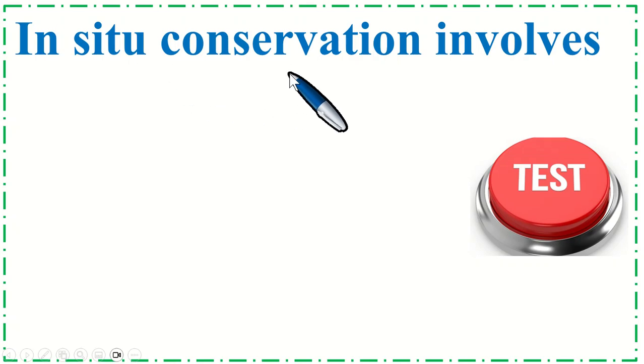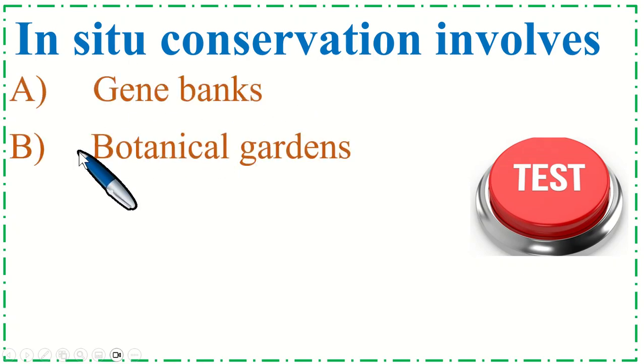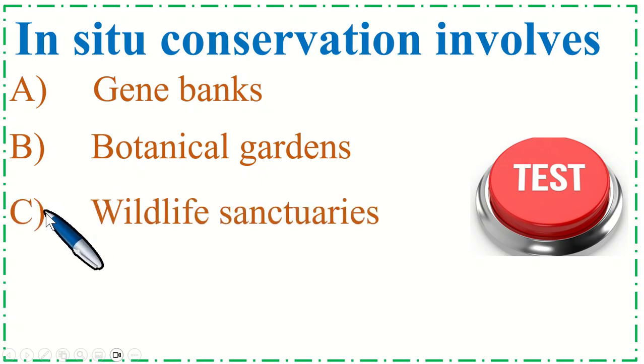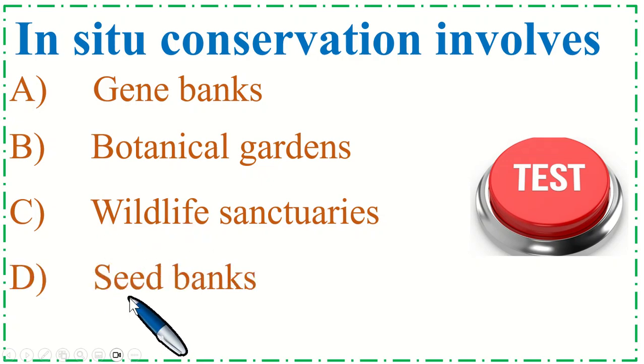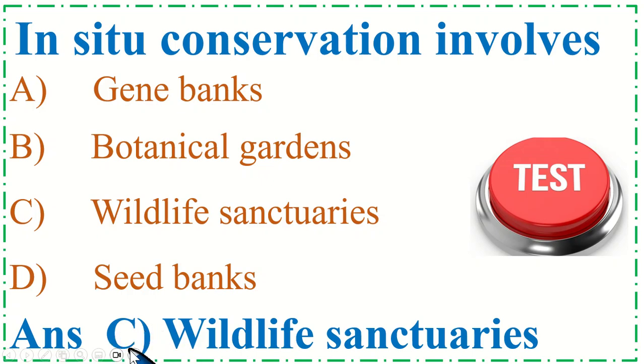In situ conservation involves option A gene banks, B botanical gardens, C wildlife sanctuaries, option D seed banks. Correct option is C wildlife sanctuaries.